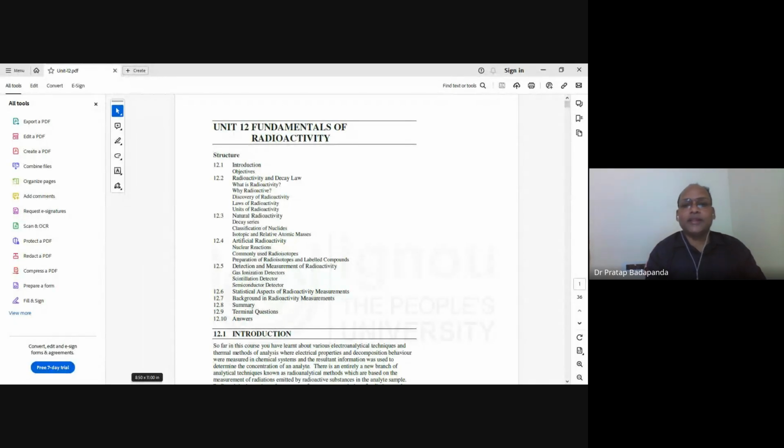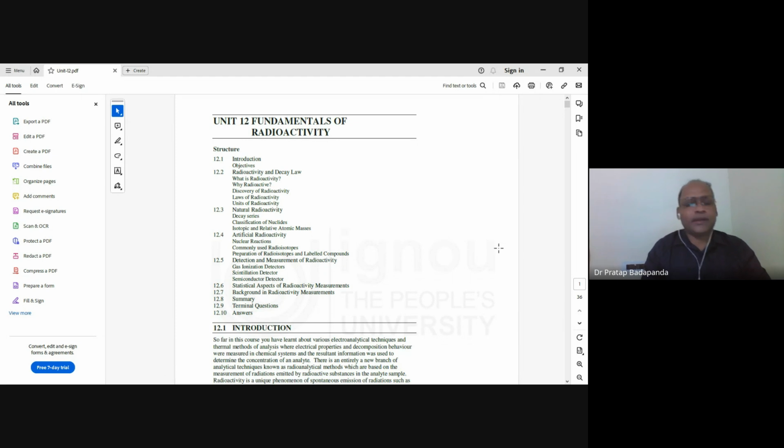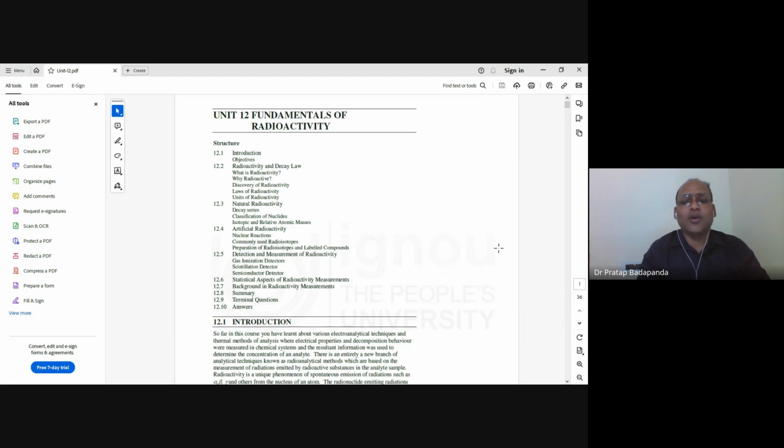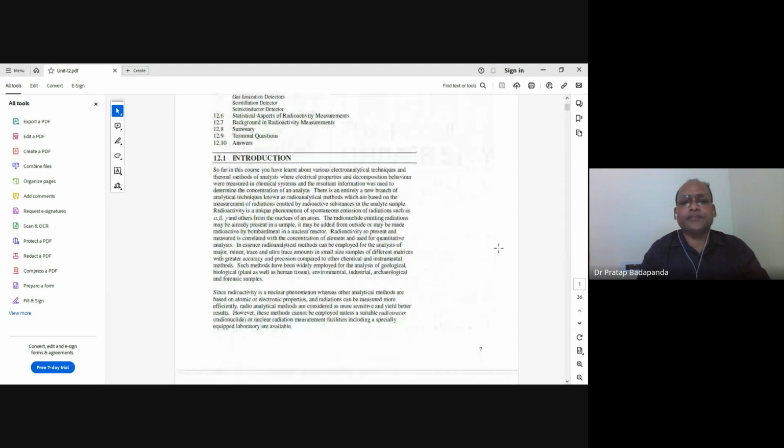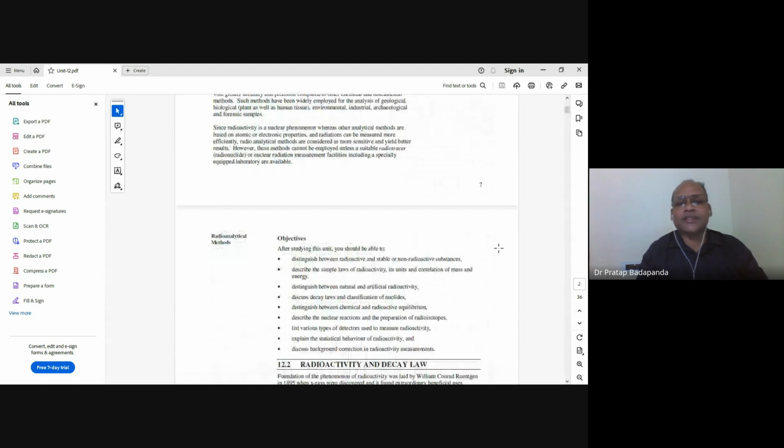As you know, the name of this topic, unit 12, is fundamentals of radioactivity. So that means this topic contains radioactive elements and the nature of radioactivity. Okay, so we have to handle these things very carefully. Now we have to understand this topic.